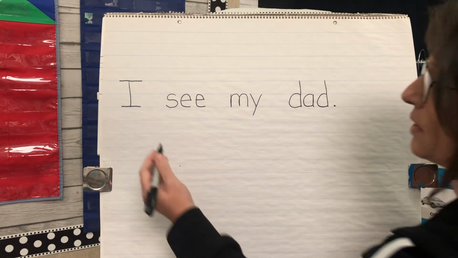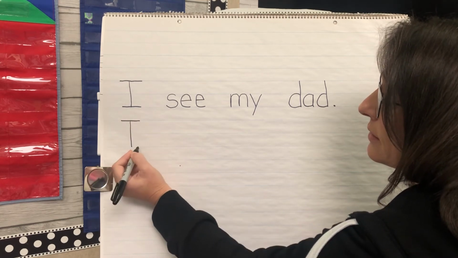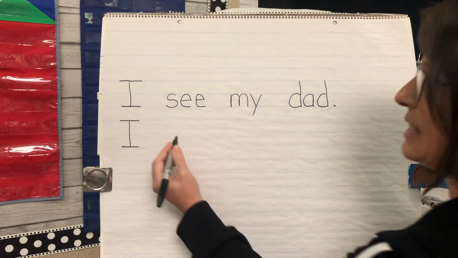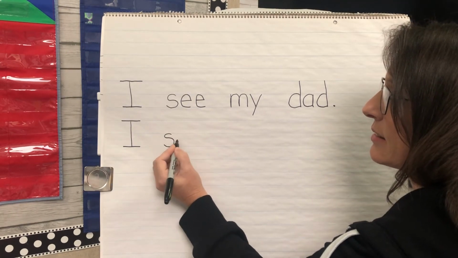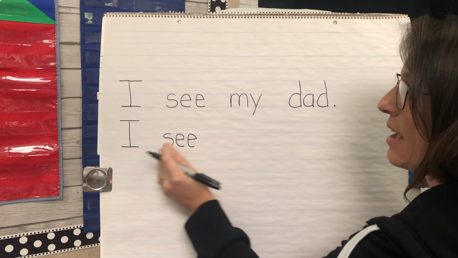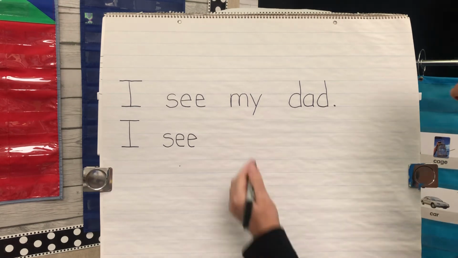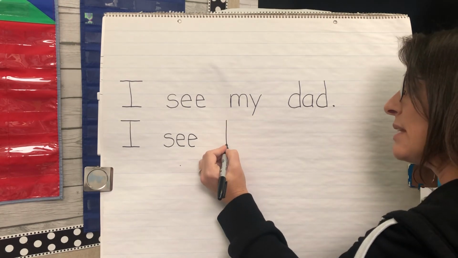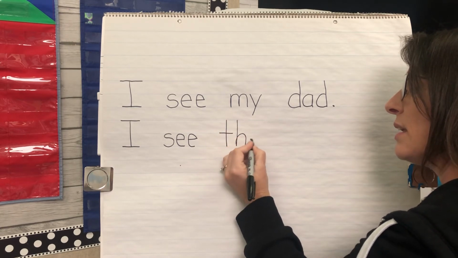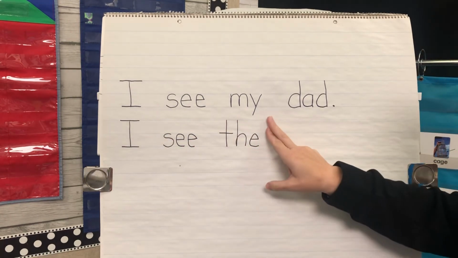Let's do another one. How about I, make a space, C, S, E. I, C, make a space, the, write the. Now that was our word last week, so it's T, H, E. I see the, make a space.